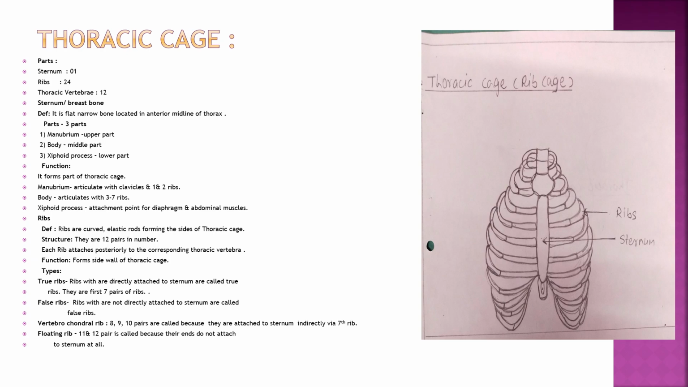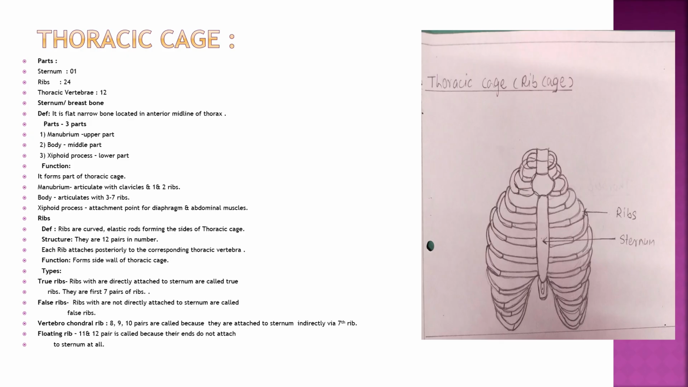Then the thoracic cage. It is mainly made up of the sternum, 1 bone, ribs, a total of 12 pairs, that is 24 in number, and 12 thoracic vertebrae. The main function of the sternum is to protect the internal organs, that is the heart and lungs present in the chest. Then the ribs are attached to the sternum, and a few ribs are free.